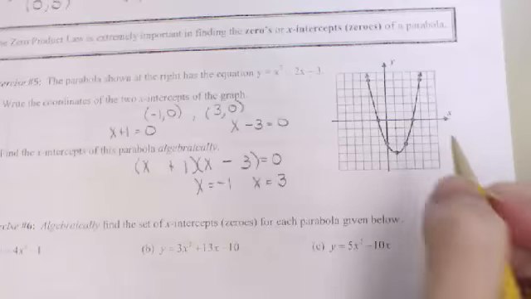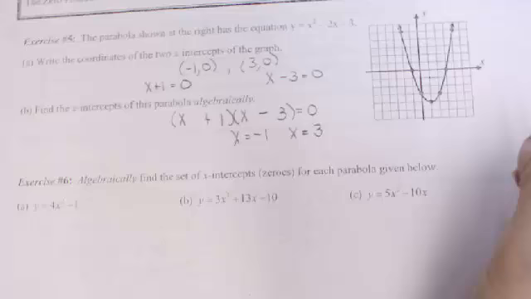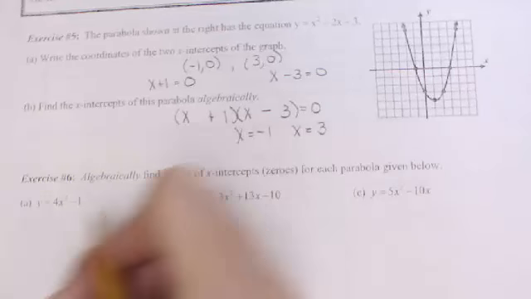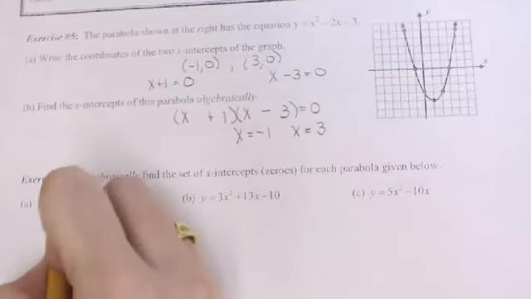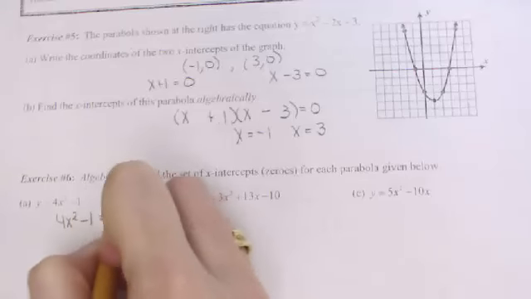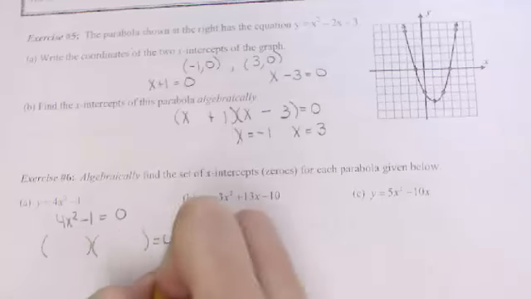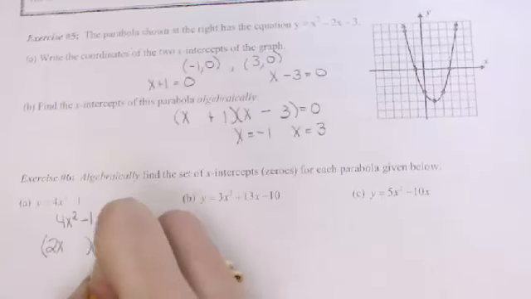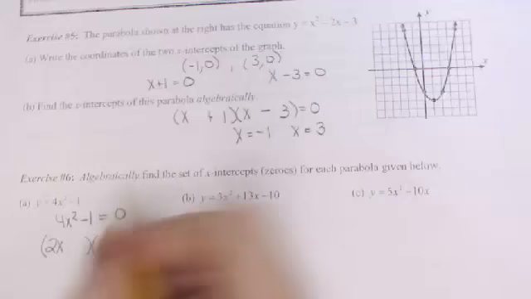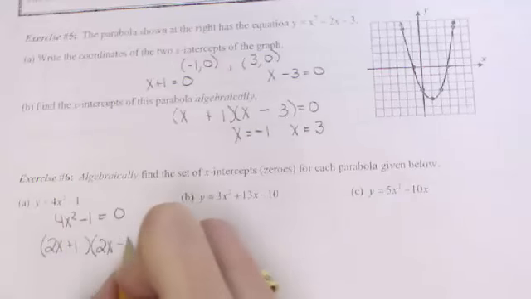Here we go. Algebraically, find the x-intercepts. First, set that equal to 0. Then, how can I factor that? Those are both perfect squares. 2x, 2x, that'll make the 4x squared. Plus 1, minus 1.